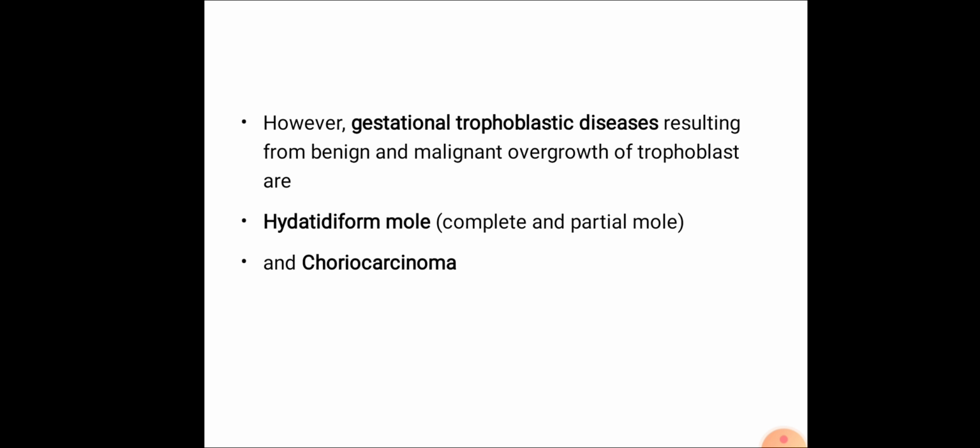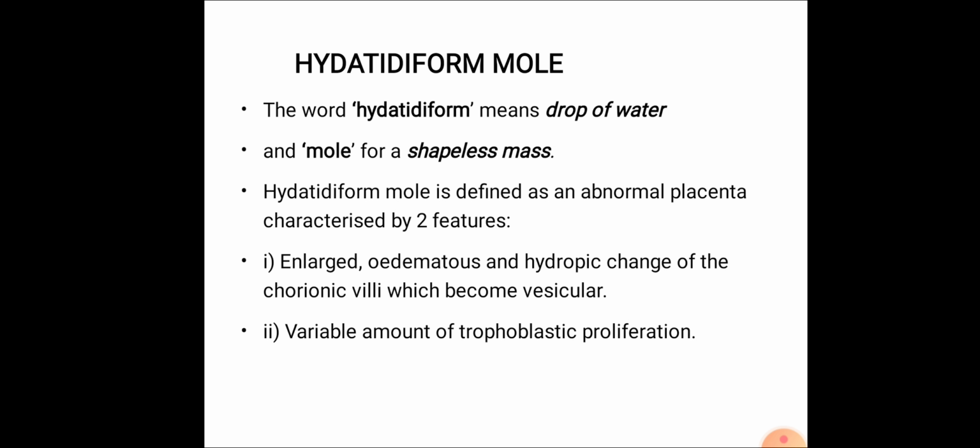However, gestational trophoblastic diseases resulting from benign and malignant overgrowth of trophoblast are hydatidiform mole, which has both complete and partial mole, and choriocarcinoma. Now, let's deal with hydatidiform mole. What does hydatidiform mean? Hydatid is drop of water and mole means shapeless mass.